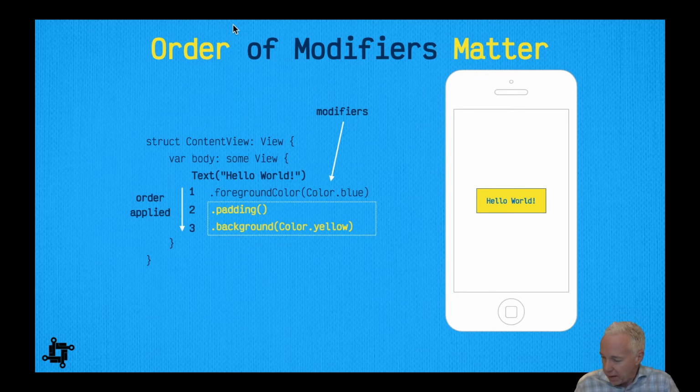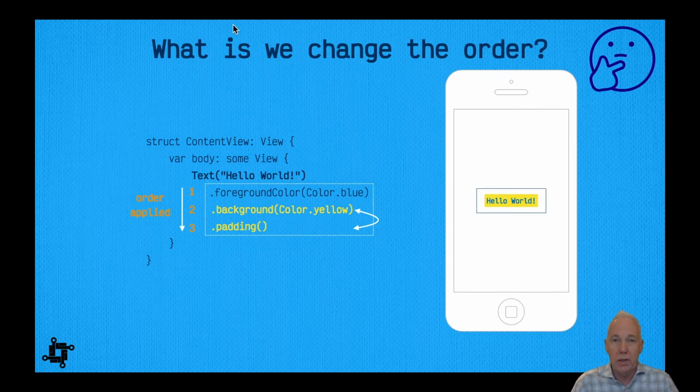And we can see that by just stepping through this again. First, we have the text. Then we have the foreground color, setting the text color to blue. Then we have the padding. So we haven't applied any background color yet. We've expanded the view out to include the padding of 20 pixels on each side. And then we have the background color applied. So the background color was applied after the padding was applied. And now we get this view versus this view.